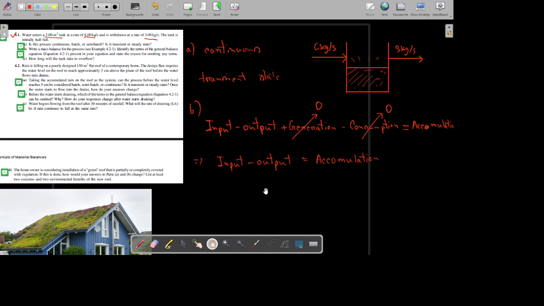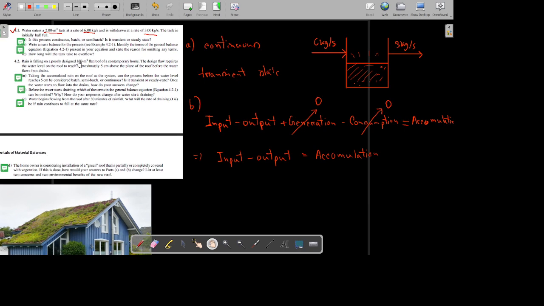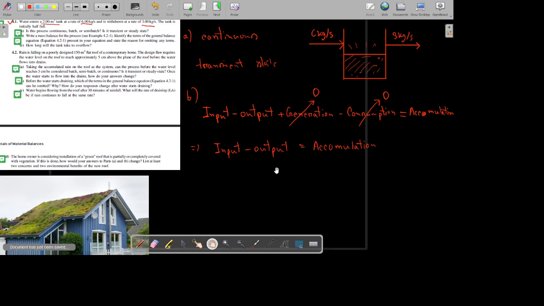So this is our final equation. I mean, that is what they asked. Write a mass balance for the process, identify the terms for the general balance equation present in your equation, and state the reason for omitting any terms. Okay, we are done with our part B. So that will be our final equation. Why are generation and consumption zero? Because there is no reaction within the tank.